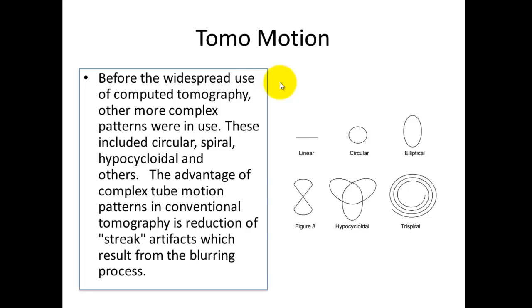The motion of tomography, although if any of you are familiar with it, you have most likely seen linear, which we saw on the slide. But at one time, tomography consisted of many different types of tube movement. Some are very complex. Some of these included circular, that we have over here, tri-spiral, figure 8. And the idea is that some of these would reduce some of the artifact or streaks that would occur along with your blurring.